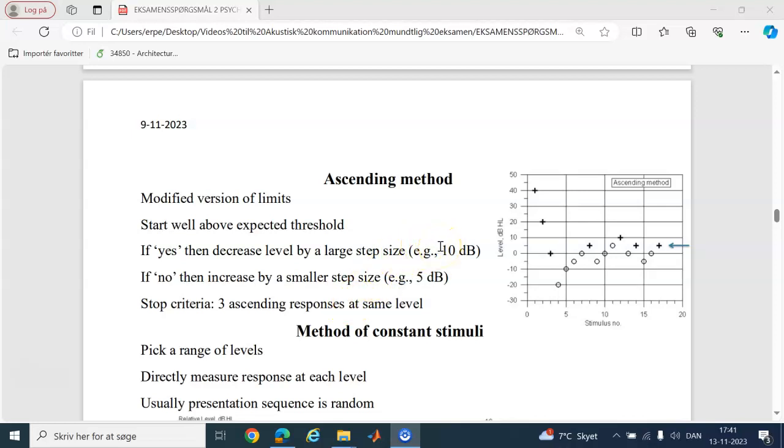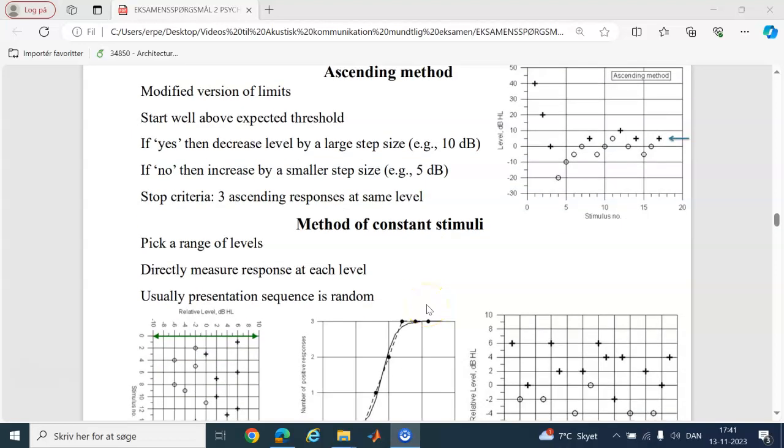Start well above threshold. If yes, then decrease by a large step, for instance 10 dB. When it comes to no, then increase by a smaller step, for instance 5 dB. The stop criterion is 3 ascending responses at the same level.